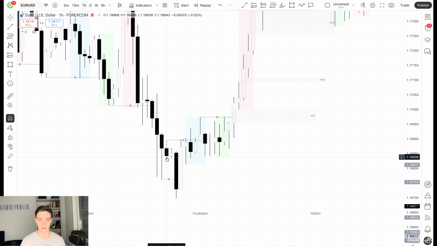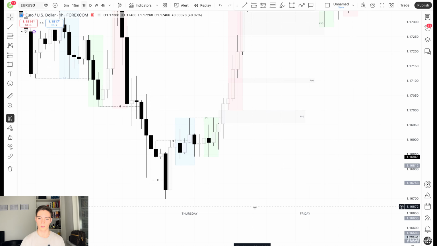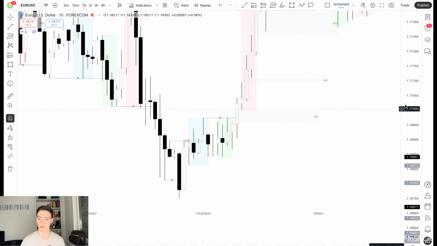So next candle wick is here, next here, but then it does get taken, and then this is our highest point that price has reached in a pullback. Then it gets closed here. Very simple.